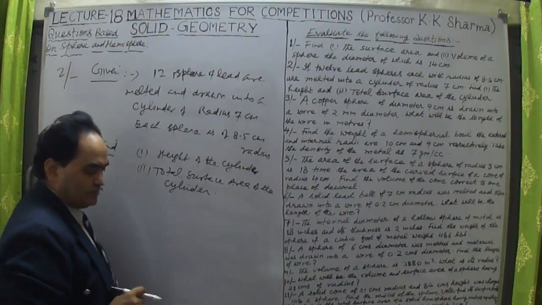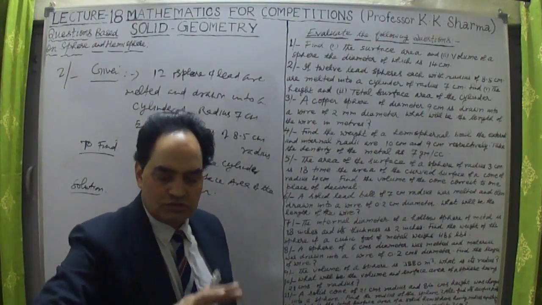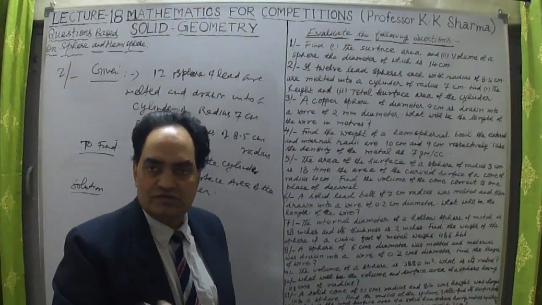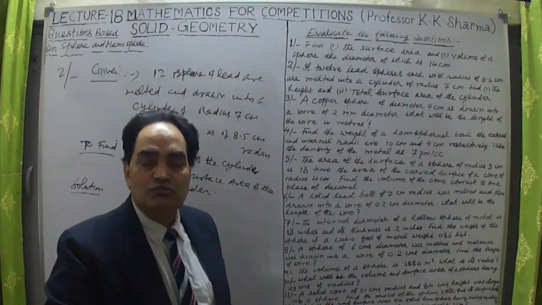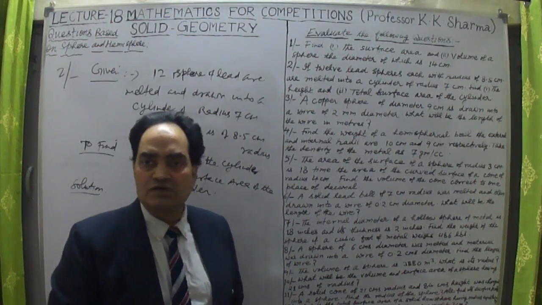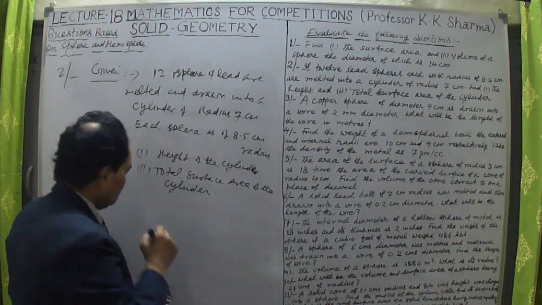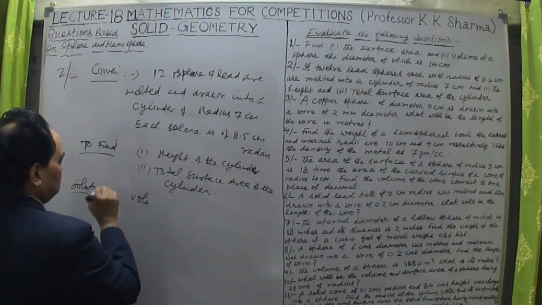First of all, let me find out the volume of one sphere. Then into 12, the total volume of the 12 spheres is known. Now this volume of 12 spheres must be equal to volume of the one cylinder. And radius is given of the cylinder, then we can find out what is the height of that cylinder. That is the point. So volume we are finding out.